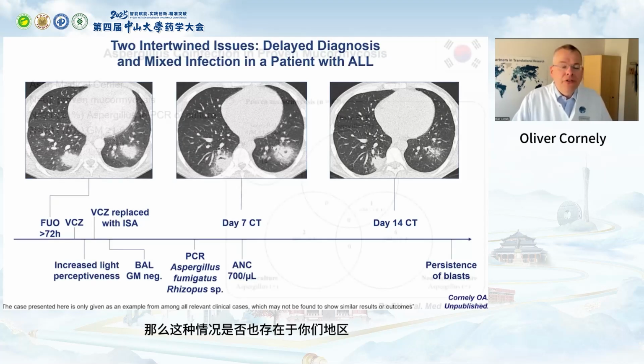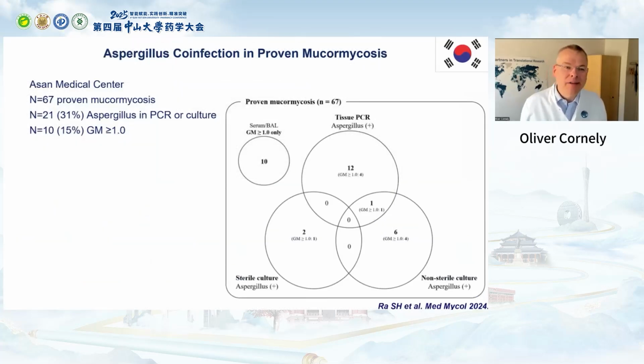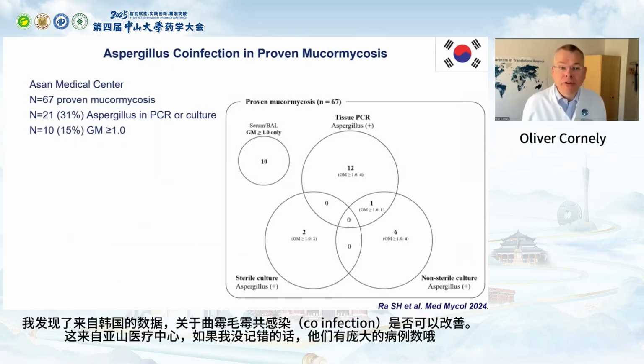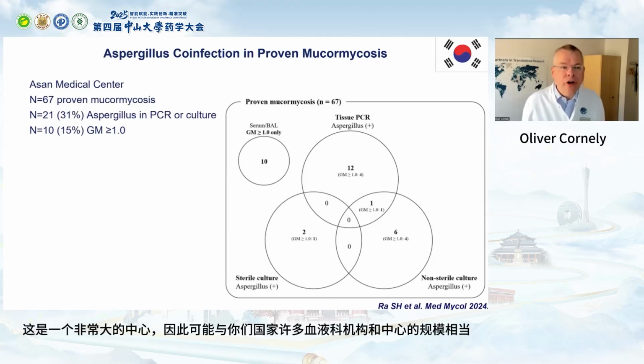So does it exist in your region, so to say, as well, in your part of the world? And I found data from South Korea, where there is Aspergillus co-infection in mucormycosis. This is from the Asan Medical Center, if I remember correctly. They have massive numbers. Oh yes, I have it on the slide. It's a big, big center. So it's comparable likely to the size of quite some of the hematology units and centers in your country.